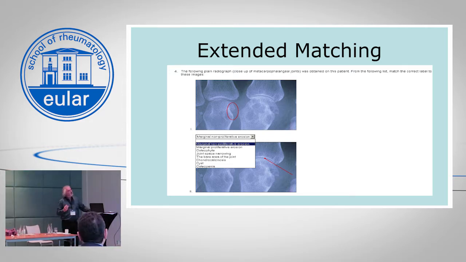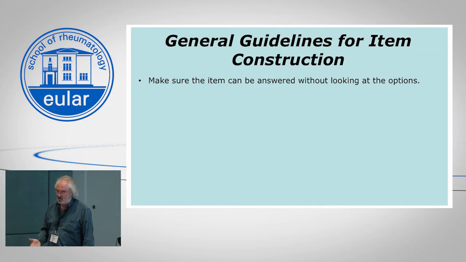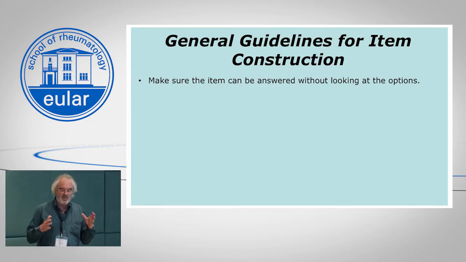So, moving on, we're nearly there, and we're just going to go through how you can actually write some of these questions. So, make sure the item can be answered without looking at the options. I suppose that's obvious. One of the interesting features of writing single best answer questions is that you have a scenario and a question, and then you put the answers.